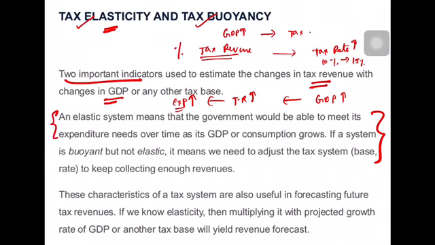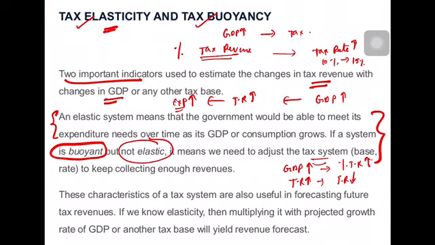So if a system is buoyant but not elastic, it means we need to adjust the tax system. The GDP is increasing, the tax revenue that is coming to the government is also increasing, but the moment the tax rate is increased, the tax revenue is not increasing. Which means the economy is buoyant, GDP is increasing and the tax revenue is increasing, but it is not elastic. If you are increasing the tax, then the people are not ready to pay it, right? So that is not elastic. So if a system is buoyant but not elastic, it means we need to adjust the tax system, which means the tax should be less.